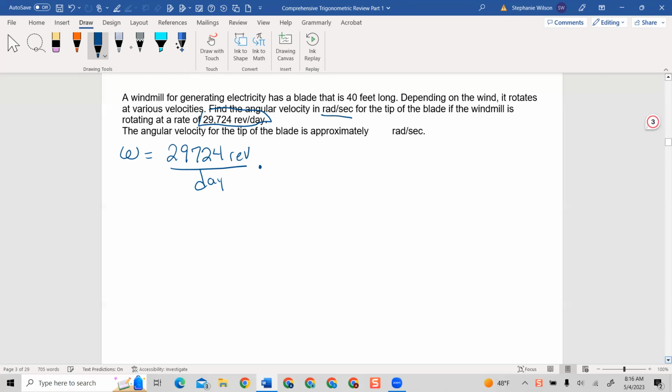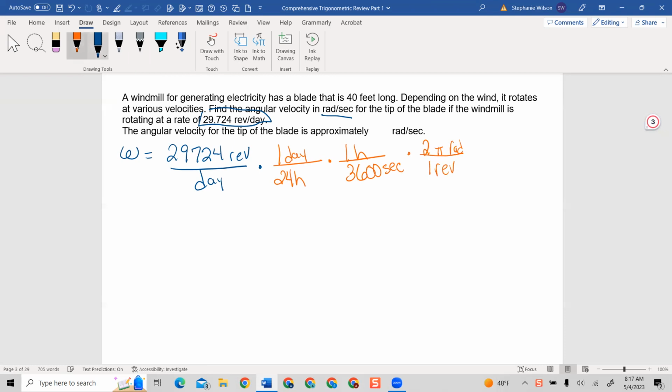So what do I know? I know in 1 day, that's 24 hours. I know in 1 hour, that's 300, or excuse me, 3,600 seconds. And now let's convert the revs to radians. I know that for every 1 rev, that is 2 pi radians.